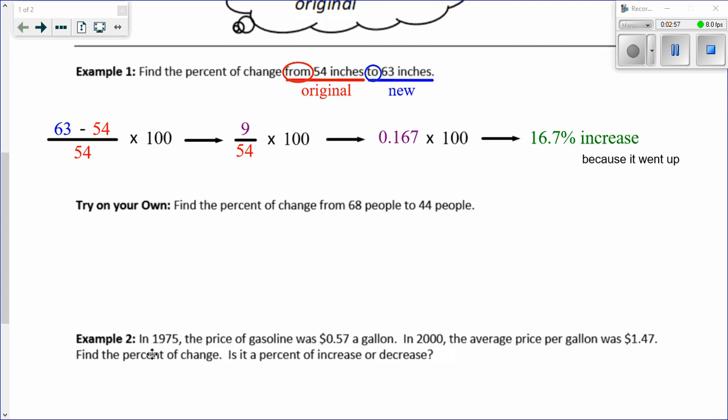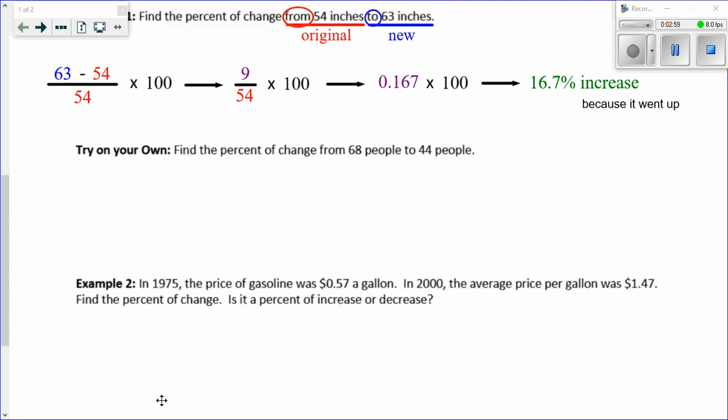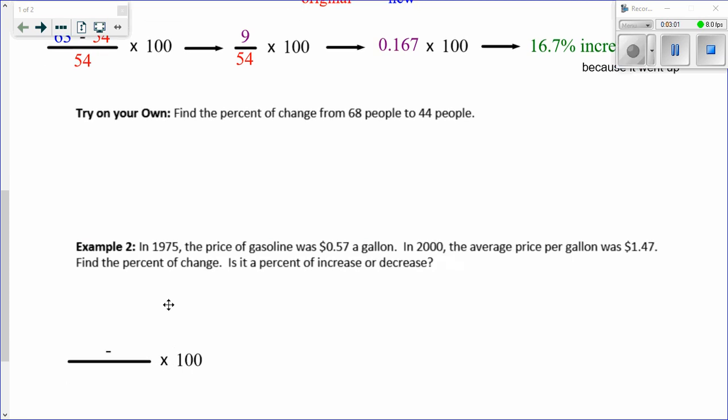Okay, but now we're going to fill in this formula. So we need a new amount and an old amount. In 1975, the price was 57 cents a gallon. That is our old amount, the original, because it's older. In 2000, the average price per gallon was $1.47. So that is our new amount because it's newer. So now we can fill it in. The new amount is 1.47. The old amount, or the original amount, was 57 cents. So that's also going to go on the bottom as well.